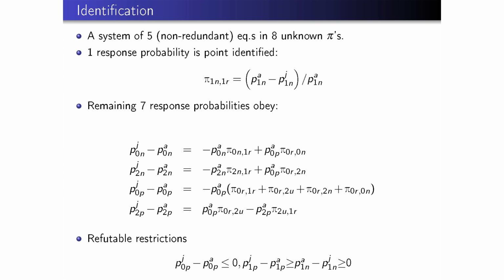It turns out one of the pi's is point identified. The remaining 7 unknowns obey these 4 linear restrictions. These actually have a very intuitive interpretation. On the left-hand side is all stuff that we can see. It's differences in marginal probabilities, right? Those are like net flows. And the right-hand side is the gross flows that generated those net flows.